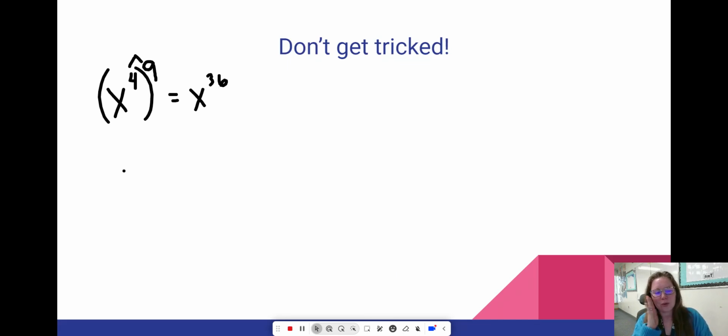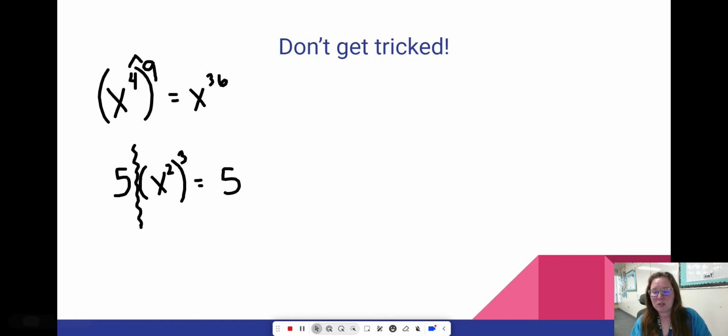What if we had, ooh, here's one we didn't see in their examples. What if we had something like this? 5 parentheses, x squared to the power of 3. Well, notice how this 5, it's not in the parentheses, it doesn't have an exponent, it's just there. So it stays as a 5. It's almost like separating this into 2 problems. Then we've got our x squared to the power of 3. We can multiply those to get x to the power of 6.